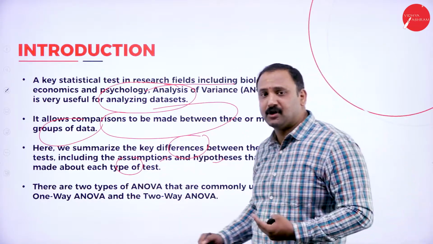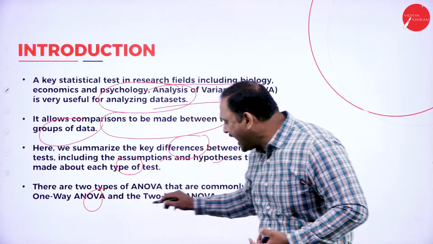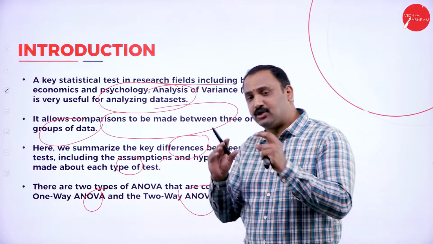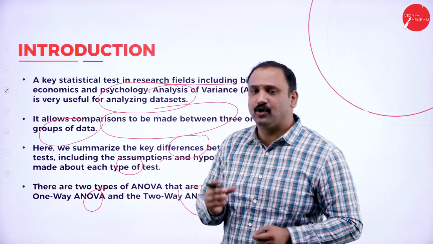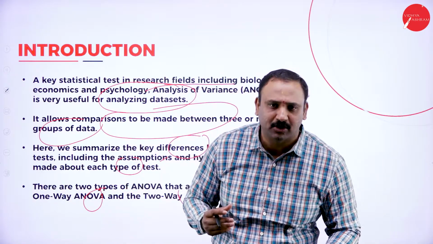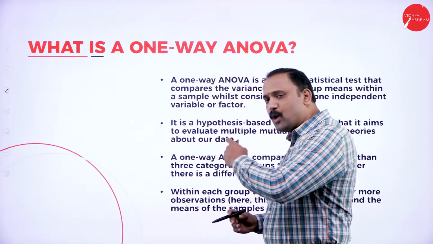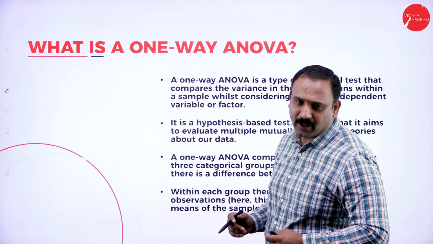Now there are two types of analysis of variance, the one-way ANOVA and the two-way ANOVA. So there are two types of analysis that we are going to look into. One is called the one-way ANOVA and the second one is called the two-way ANOVA. Now moving further, what is the one-way ANOVA all about?